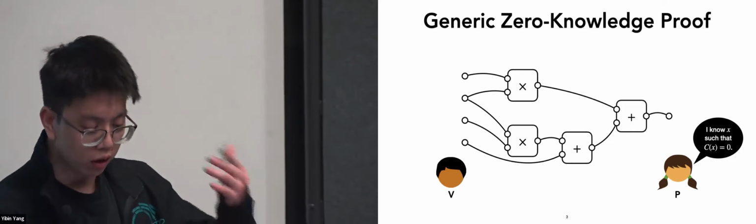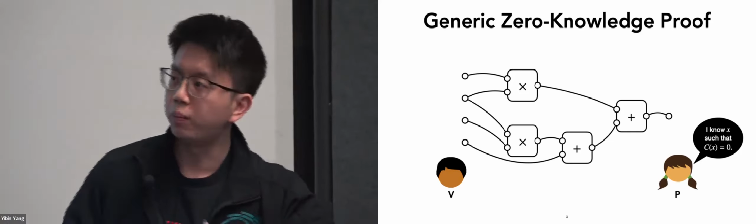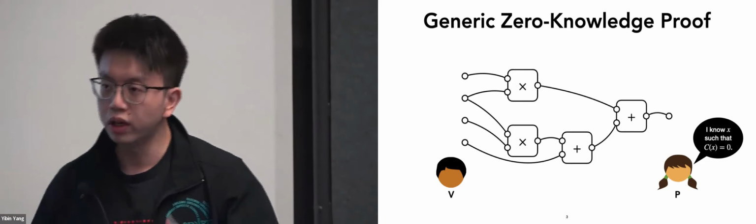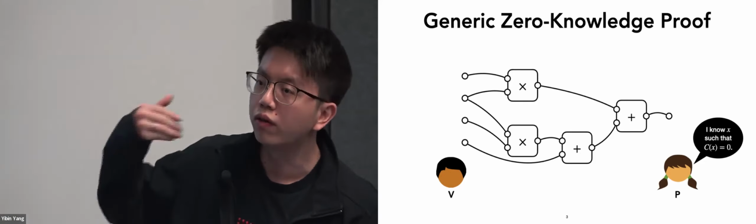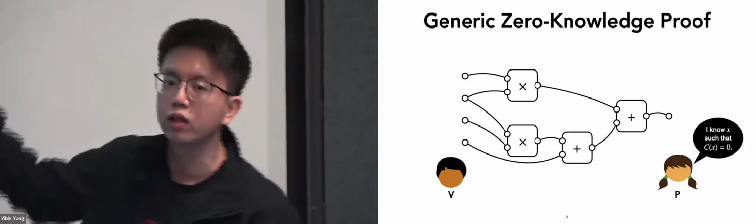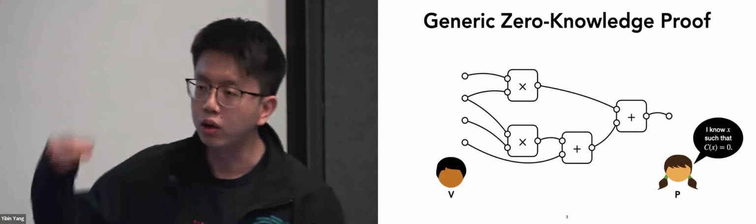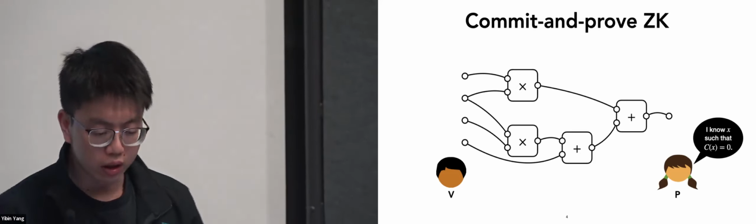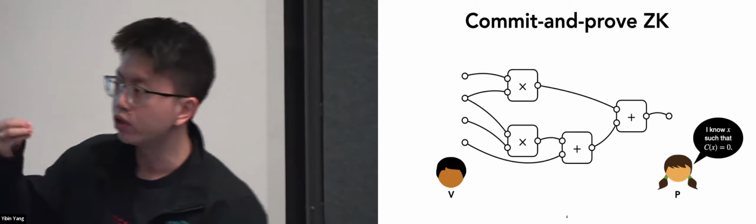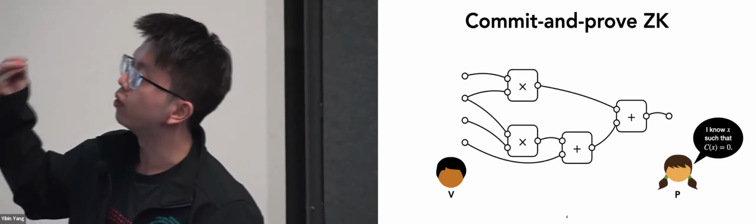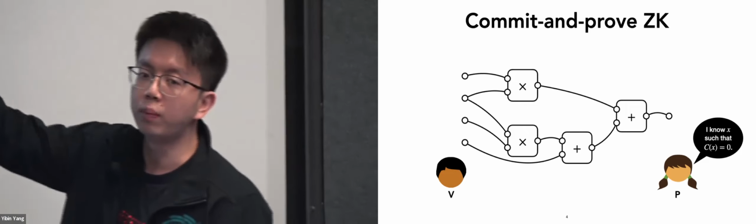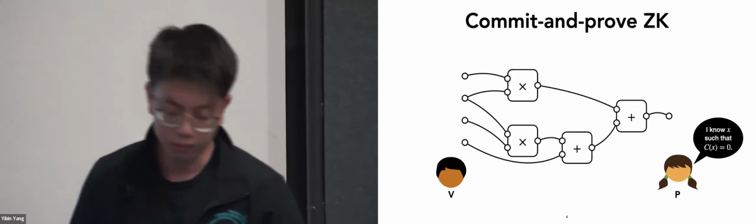For today's talk, before we go beyond circuits and constraints, I want to spend a few minutes going over how people usually do zero-knowledge proofs for circuits, and you will better see what I mean when we go beyond circuits and constraints. In particular, I'm going to briefly introduce how people do zero knowledge for a circuit using a paradigm called the commit-and-prove paradigm.